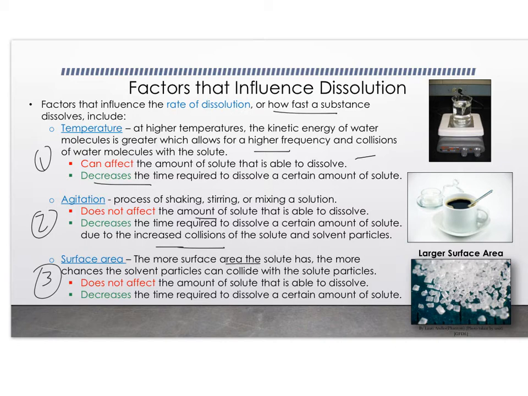And then your surface area. The more surface area your solute has, the more chances the solvent particles will collide with the solute. Again, this one does not affect the amount of solute that can be dissolved, but it does make the dissolving faster. So you can decrease the time it takes to dissolve a certain amount of your solute in a given solvent volume. So again, temperature, agitation, and surface area can all decrease the time it takes to dissolve something, except the only one that affects the amount is going to be your temperature.